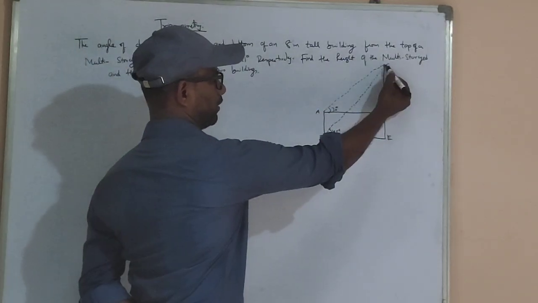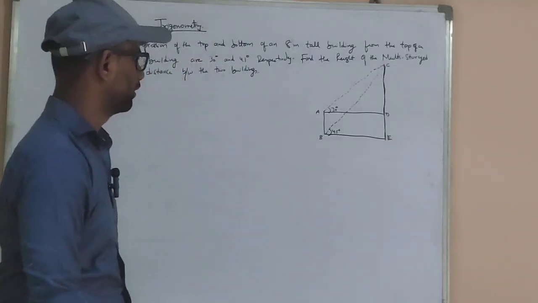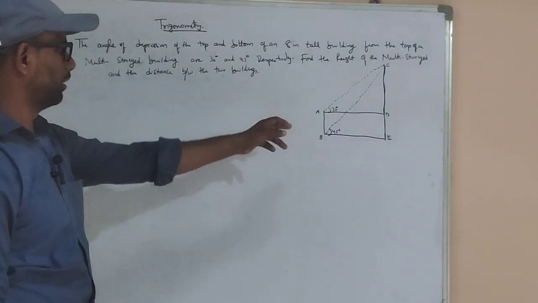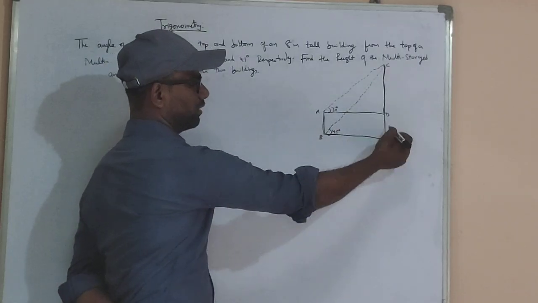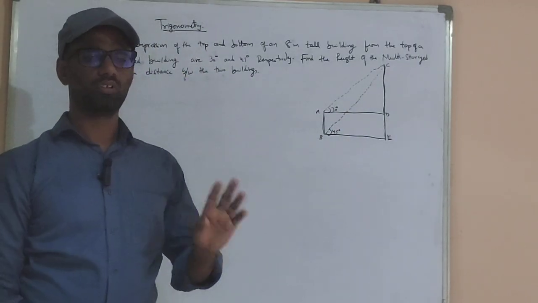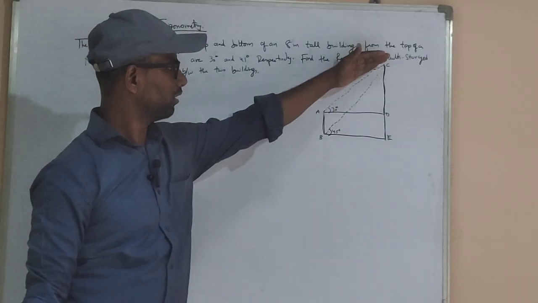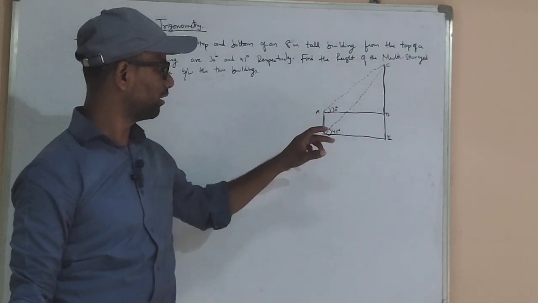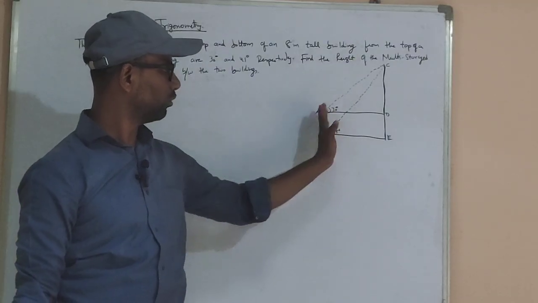This total C and E is the height of the multi-storied building. We have to find that, and also the distance between the two buildings. So AB is one building and CE is the other building. So we have two tasks. One is to find the height of the multi-storied building CE. Another is the distance between the two buildings.